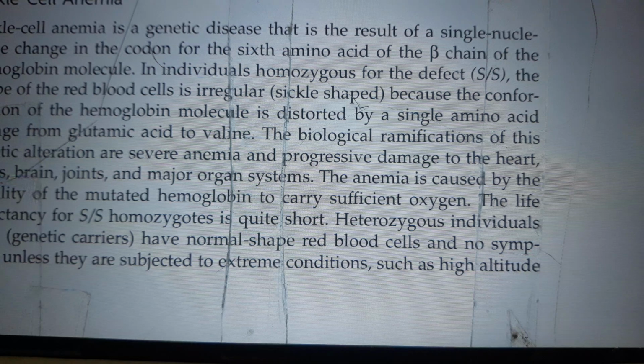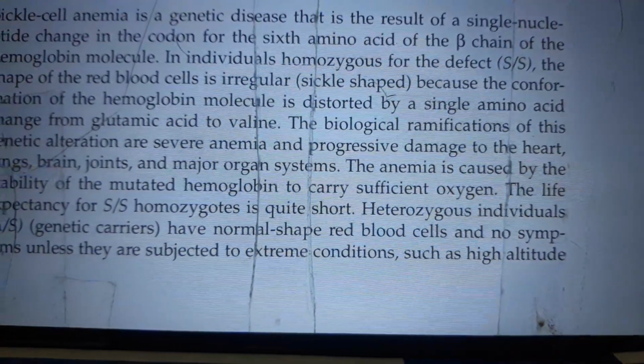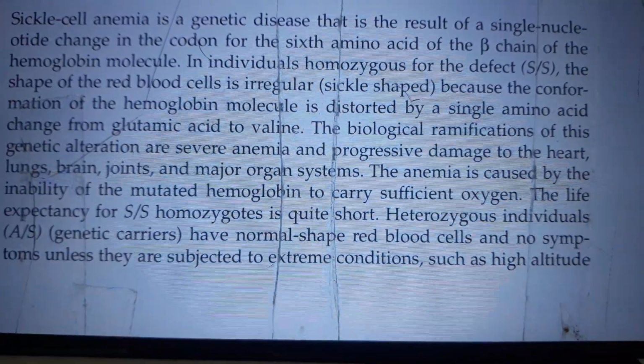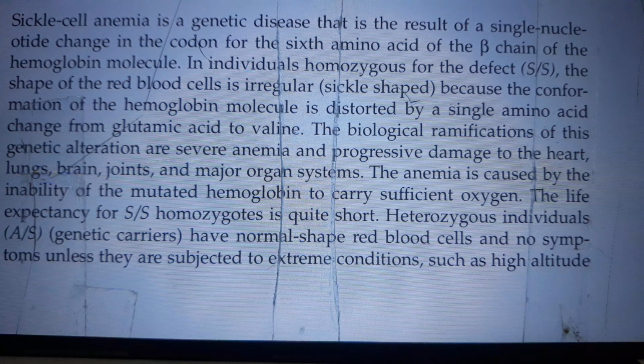In individuals homozygous for the defect, the shape of the red blood cell is irregular, sickle shaped, because the conformation of the hemoglobin molecule is distorted by a single amino acid change from glutamic acid to valine. The biological ramifications of the genetic alteration are severe anemia and progressive damage to the heart, lungs, brain, joints, and major organ systems. The anemia is caused by the inability of the mutated hemoglobin to carry sufficient oxygen. The life expectancy of sickle cell homozygotes is quite short.